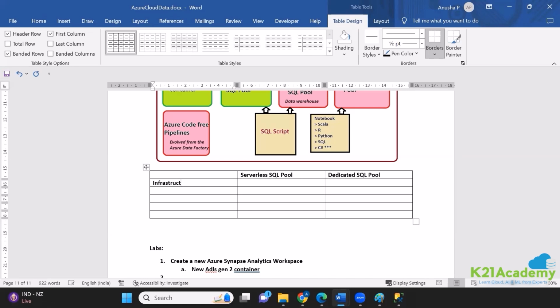The first question that you have to ask yourself is about the infrastructure. Which out of these two do you think will give you complete control over the infrastructure? When I say infrastructure, it is the servers, the performance, the storage, the networking, the scaling up, scaling down. Which of the two of them, serverless and dedicated, gives you 100% control over the infrastructure? Definitely, it is the dedicated SQL pool, right?